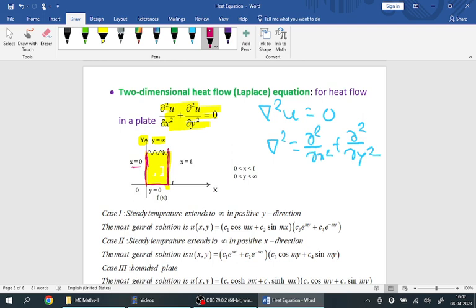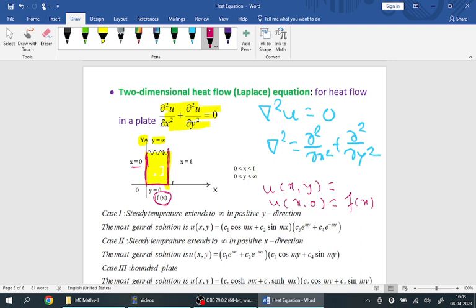For this rectangular plate, we are giving some initial temperature. This is f(x), the initial temperature we are given. And we have to find u(x,y). What is u(x,y)? u(x,y) is the temperature at a point (x,y). At any point (x,y), u(x,y) is the temperature. When y is 0, u(x,0), suppose f(x) is given, we may say f(x) is the temperature.